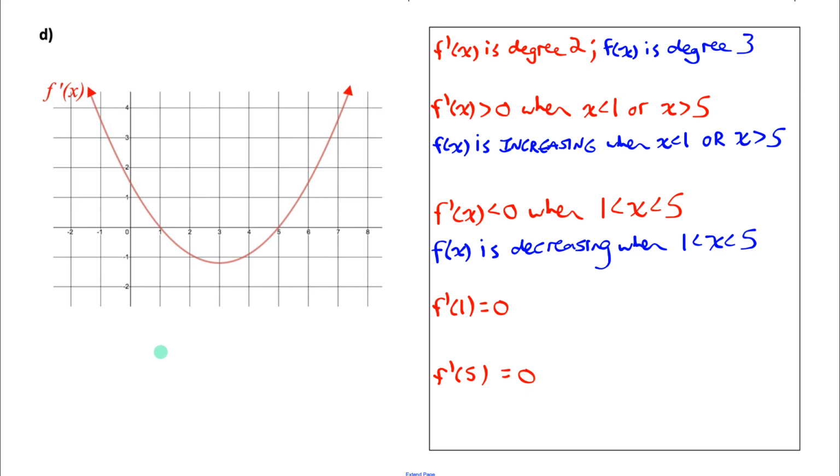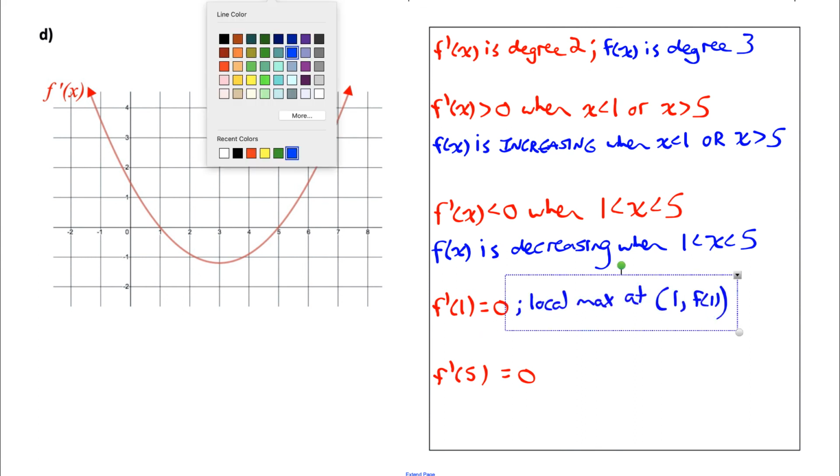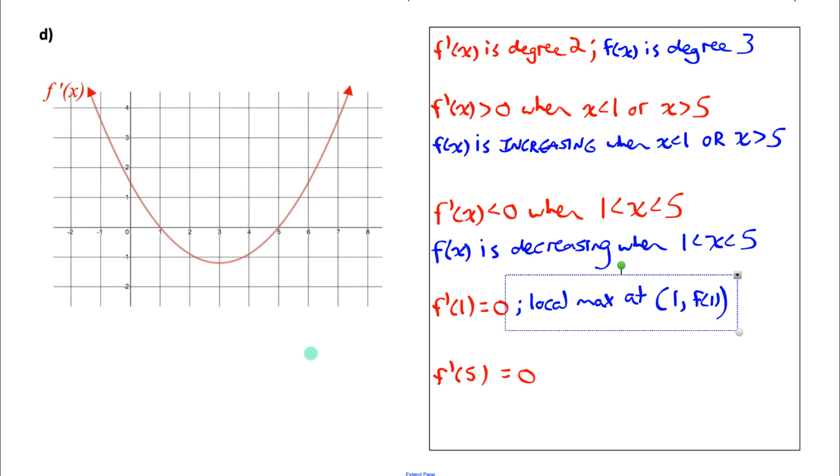Now, are those critical numbers going to result in local max or min points on the original function? Well, at an x value of 1, the derivative was positive before and negative after, which means the original function was increasing before and decreasing after. So it went from increasing to decreasing, which means there must be a local max at the point 1, f of 1. And I should write that in blue because I'm talking about the original function. So there's going to be a local max somewhere at an x value of 1. I'll just put it here.